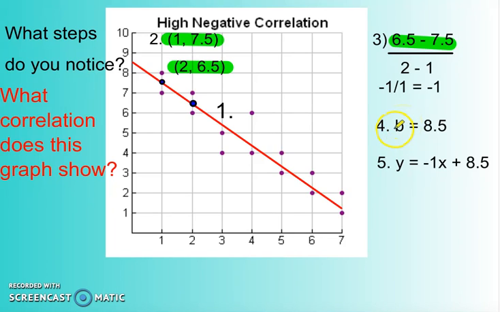Well, I remember B stands for y-intercept. And so remember, y-intercept is where the line crosses the y-axis. So if you look at the red line, the one that was created, the line of best fit, it crosses at 8.5. And so I noticed that's where that number came from. And then the last step, it looks like these numbers that were found, the slope and the y-intercept, were plugged into the slope-intercept form. Y equals mx plus b, or y equals -1x plus 8.5.